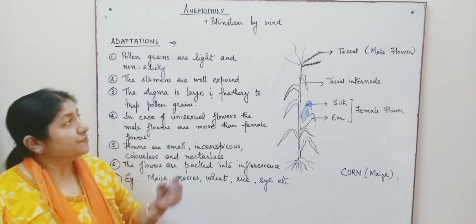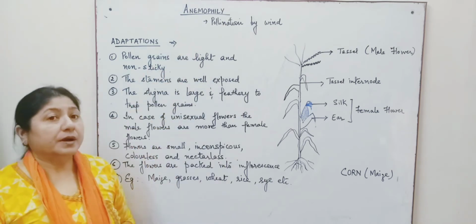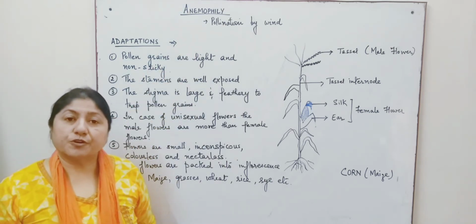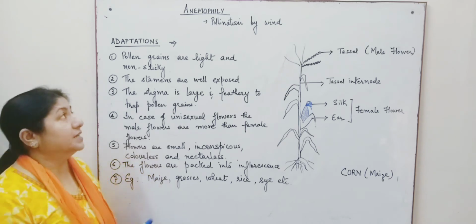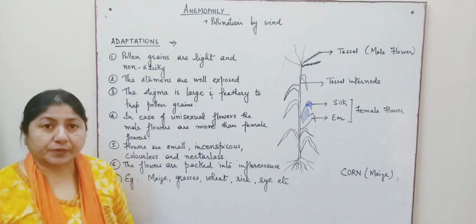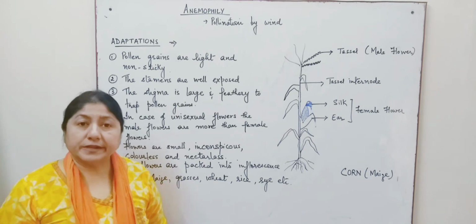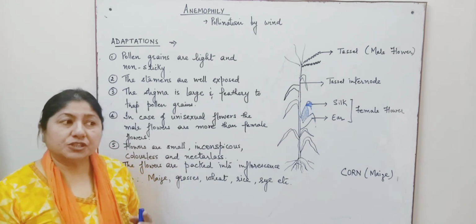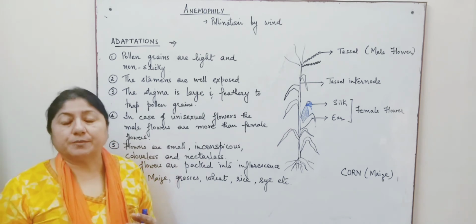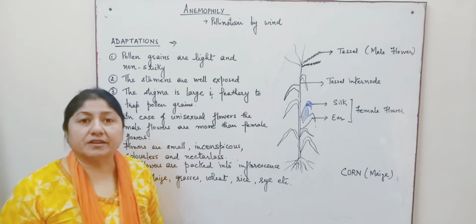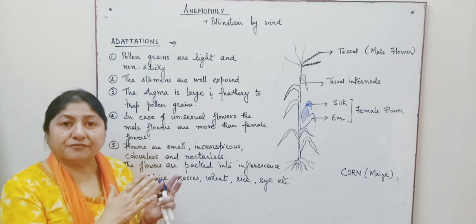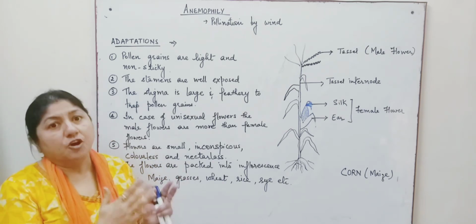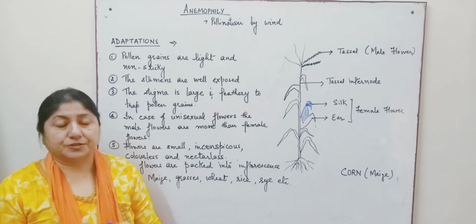So in this, we are going to study first the pollination which is brought about with the help of wind, that is known as anemophily. Now, when we talk of pollination, pollination can be broadly classified depending upon what factors are involved. It is divided into two types, that is abiotic factors, abiotic method, or the biotic factors.